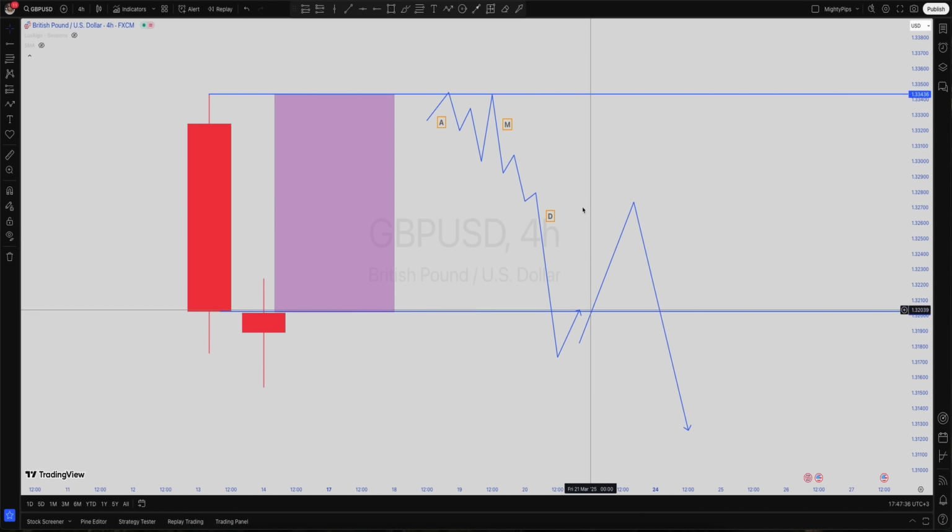Then the market closes. So the distribution phase is where we want to take our trades with the AMD pattern, okay? So this is how you trade this, for those of you who did not know this, okay?